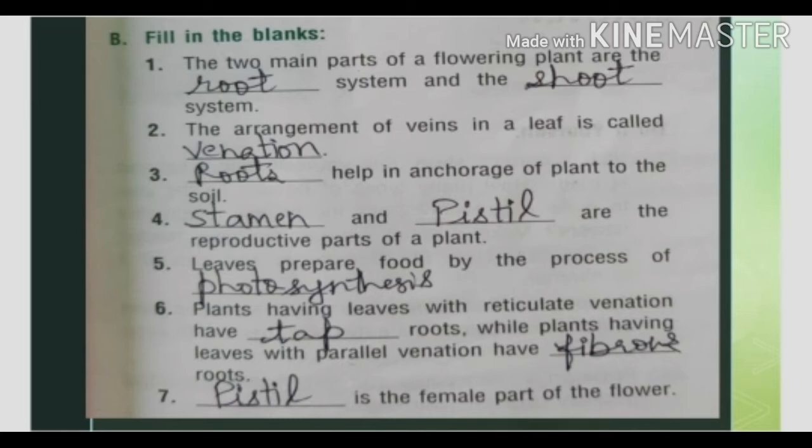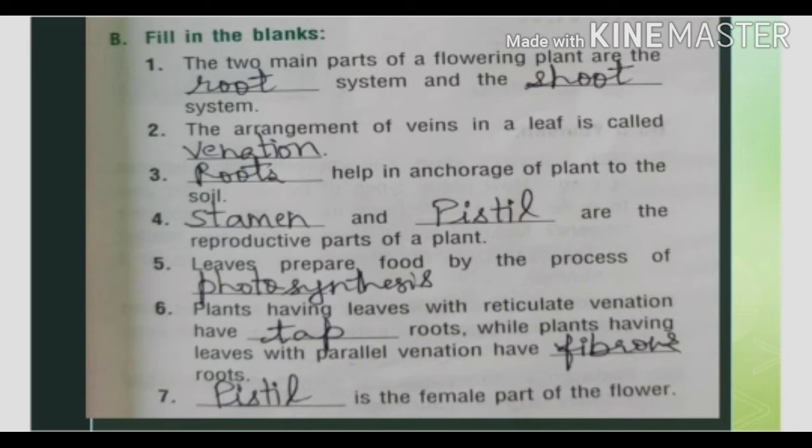Question 4. Dash and dash are the reproductive parts of a plant. Answer is stamen and pistil. Stamen and pistil are the reproductive parts of a plant. Question 5. Leaves prepare food by the process of dash. Photosynthesis. Leaves prepare food by the process of photosynthesis.